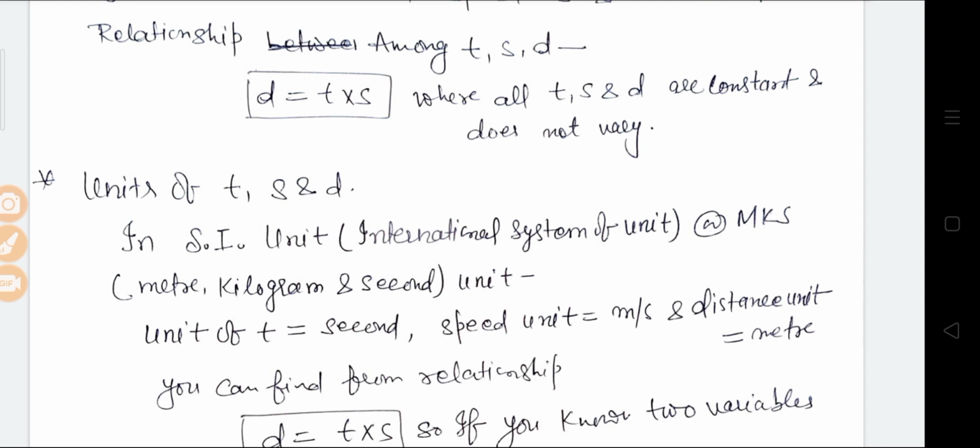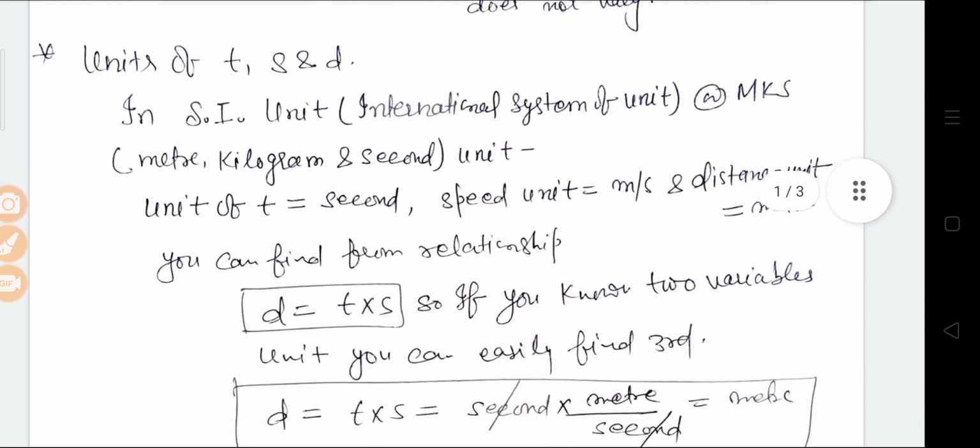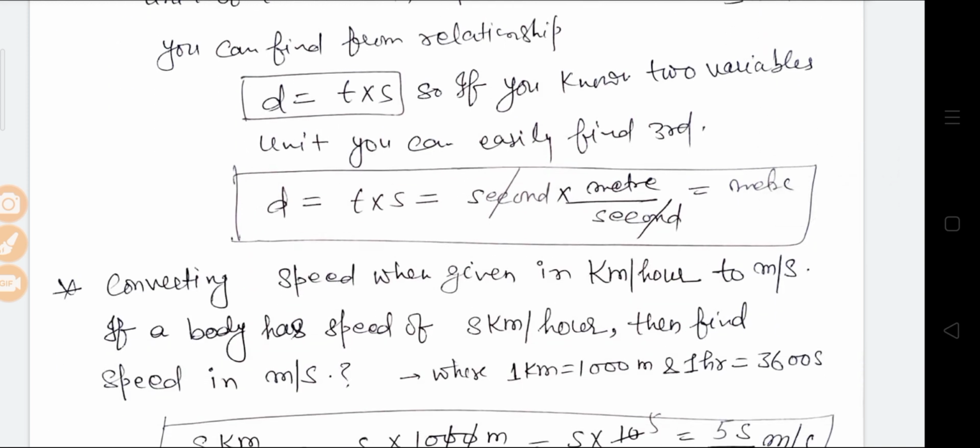So if you know two units, you can find the third. Here distance equals time into speed, so if you know two variables, you can easily find the third. Distance equals time into speed: time has the unit second and speed has meter per second, so second and second cancel out and we get meter.